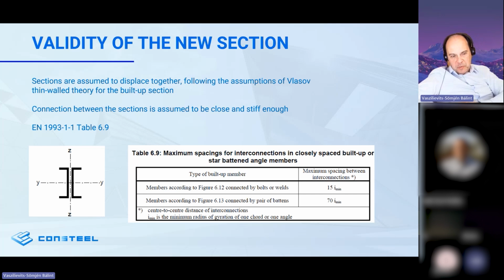This first is from the actual Eurocode. It says that if we have members like on this picture here, where C-sections are shown and connected by bolts or welds, then the maximum spacing between the interconnectors is recommended to be 15 times the smallest radius of inertia, which in this case is the one belonging to the minor axis bending, so 15 times i. That's what the Eurocode requires.